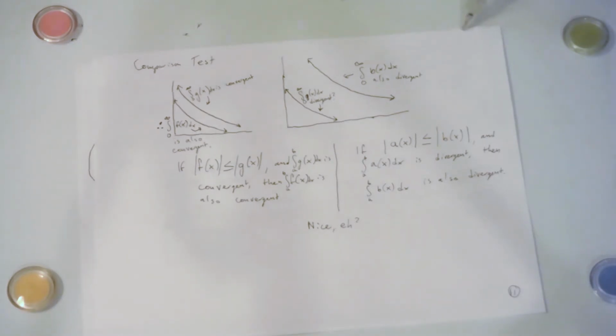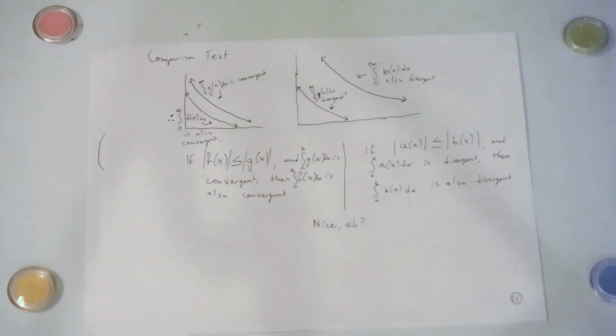Watch out though, if f of x's absolute value is sometimes or always greater than g of x's, you cannot make a conclusion about whether or not it's convergent.